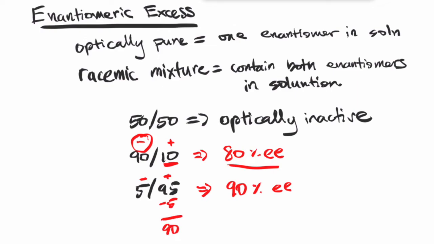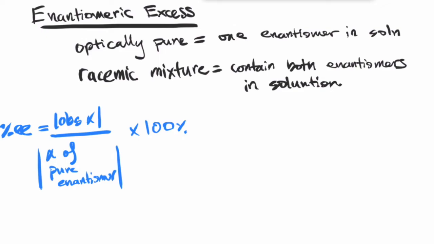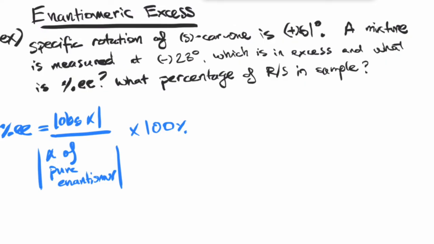Those are just simple illustrations, but there's actually a formula you can use to calculate percent EE. That formula is that percent EE is equal to the observed rotation, absolute value, divided by the specific rotation of the pure enantiomer. Again, that is in absolute terms. Of course, this is a percentage, so you want to multiply that by 100%. So let's go ahead and do an example of this type of calculation. The example problem here states that the specific rotation of S-carvone is measured to be positive 61 degrees, right?